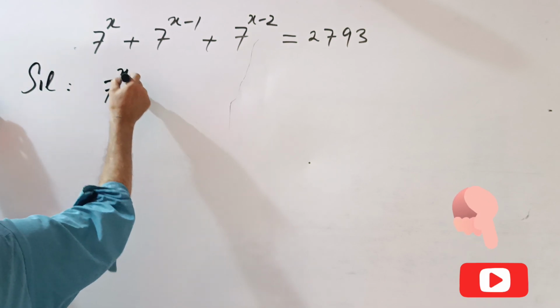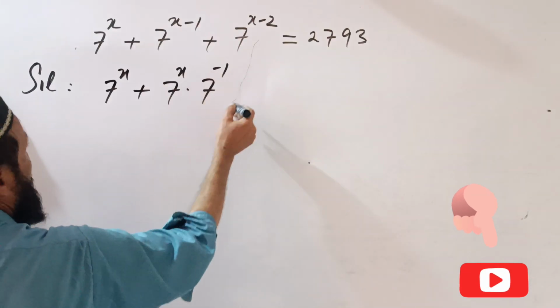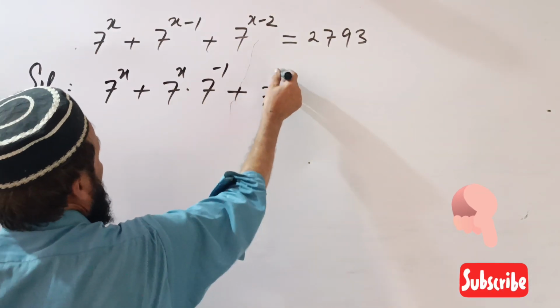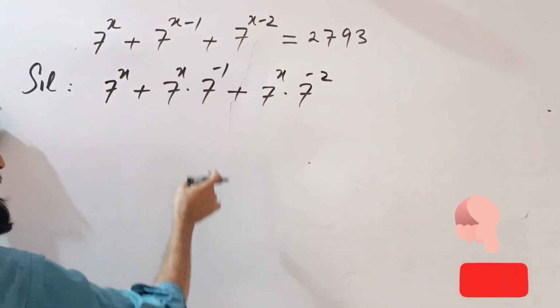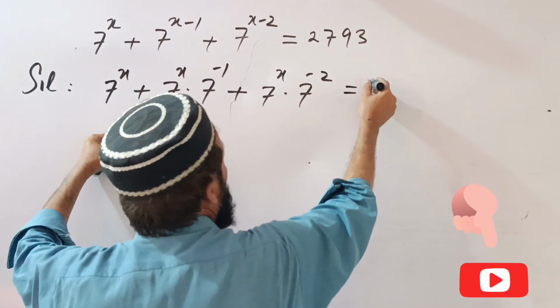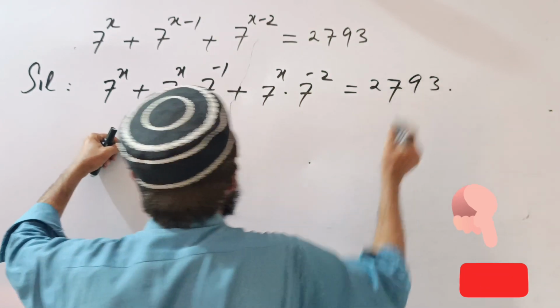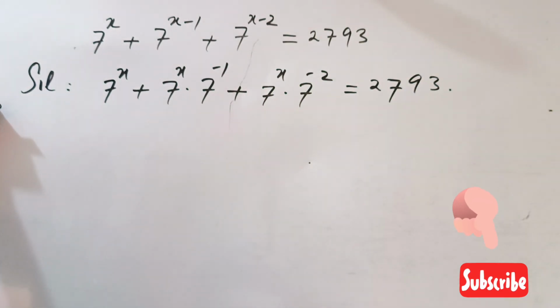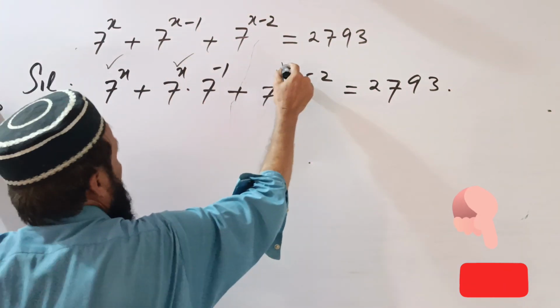7 exponent of x plus 7 exponent of x into 7 exponent of minus 1 plus 7 exponent of x into 7 exponent of minus 2. We eliminate the power according to the property, which equals 2793.